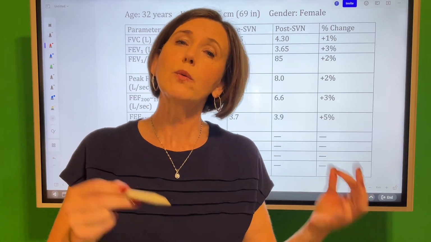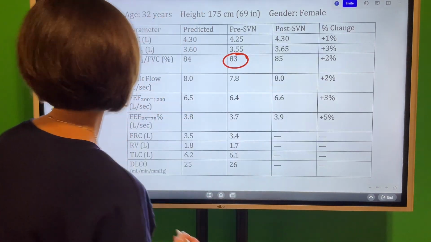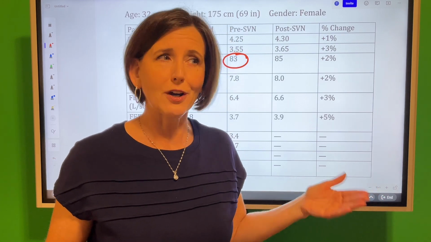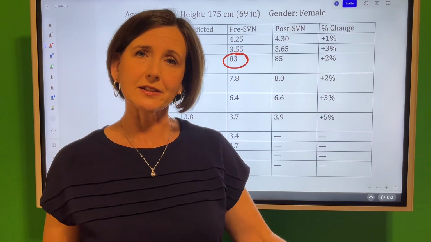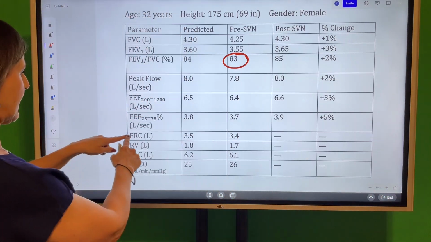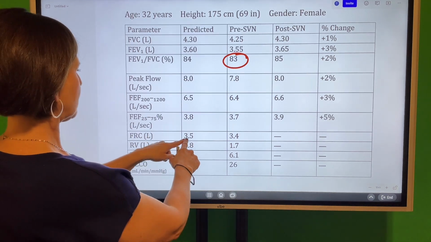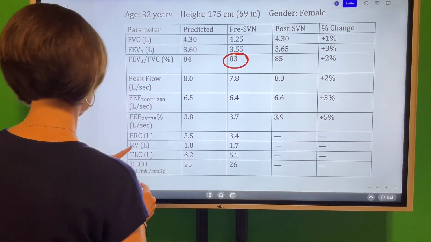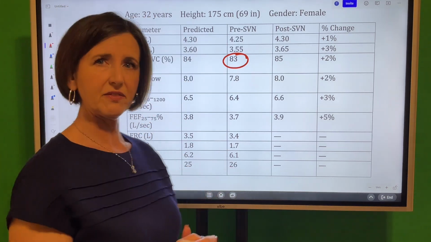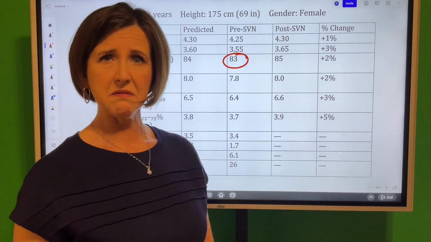Okay, well, now we need to check for a restrictive disorder. All right, so also, since there's not an obstruction, I don't even care about reversibility. If there's not obstruction, there's nothing to reverse, okay? So they're not obstructed, so check for restriction. This means we're gonna come down here and we're gonna look at our FRCs. And if you look, they were supposed to do 3.5. Well, they're doing 3.4. That's pretty normal. RV 1.8, they're doing 1.7. Gosh, that's pretty normal. TLC 6.2, they're doing 6.1.